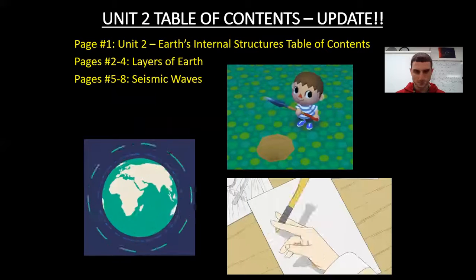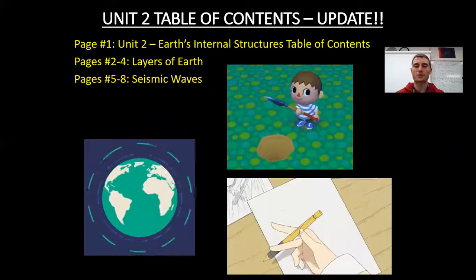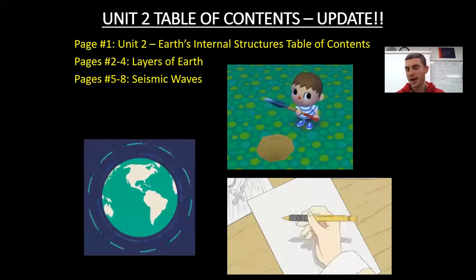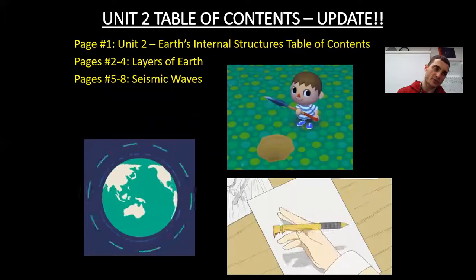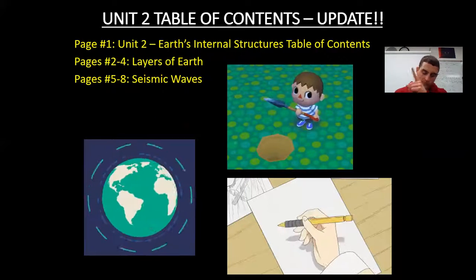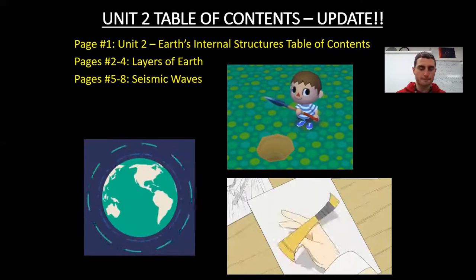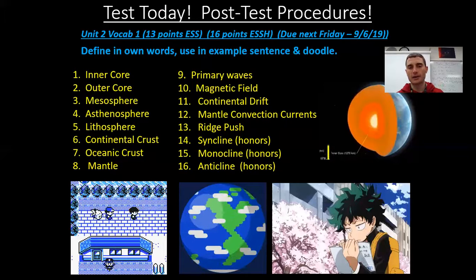And let's move on. The table of contents is not new. We've still got pages 5 through 8, seismic waves. Again, we are now on page 7 for our Go Blue. We've added seismic wave notes to page 6. So if we happen to add more seismic wave stuff, you may need to move it to page 8. Sorry, guys, I was just thinking there for a second.